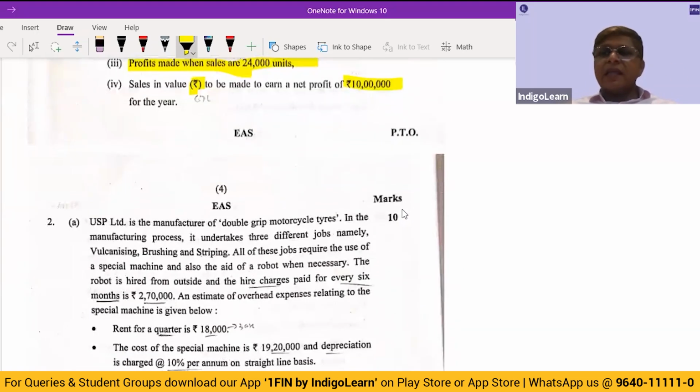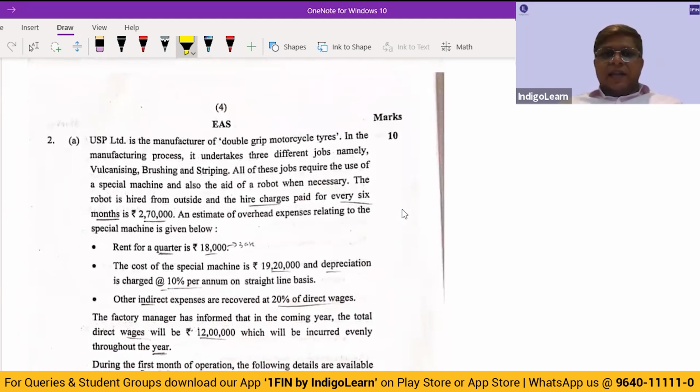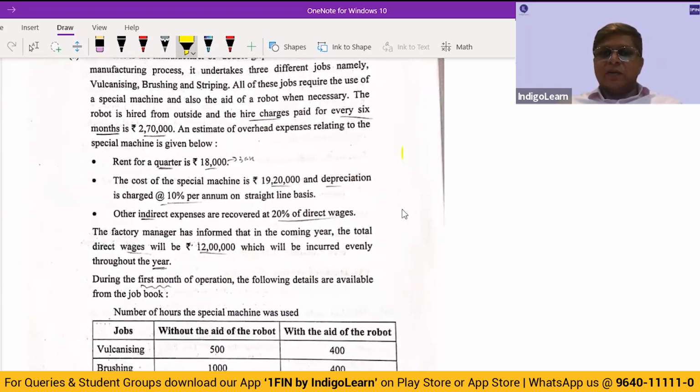All right. Let's go to the second question. So this is a 10-mark question. Now, this question, let me go to the requirements first, and then we will come back and probably try to run through the question.